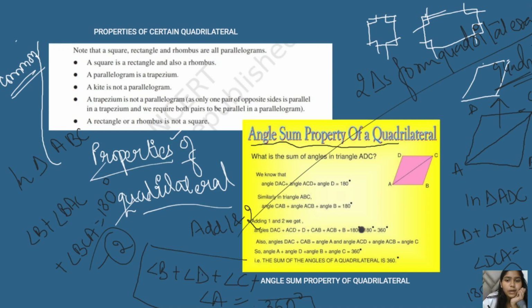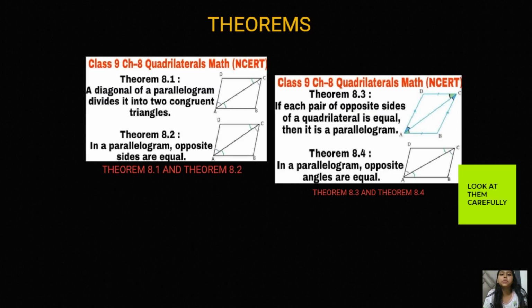Okay, so this is what we call the angle sum property. Basically the sum of all the angles of a quadrilateral is equal to 360 degrees. I can just write it here, that the sum of all the angles of the quadrilateral is equal to 360 degrees. That's all with the angle sum property of this particular theorem.